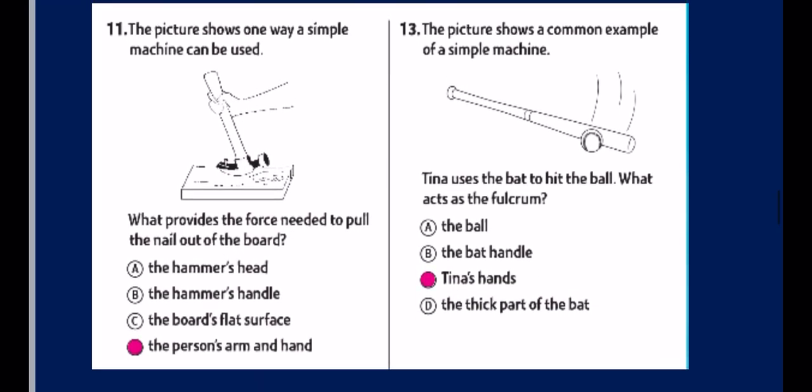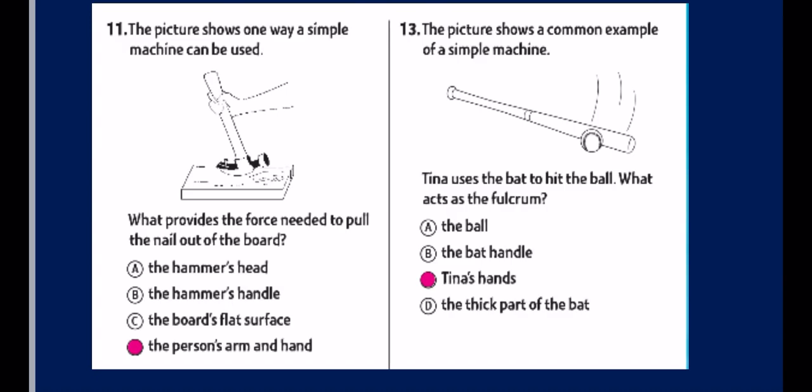Okay, so question number 11, when you are applying force to pull the nail out, you are using the person's arm and hand. The person's arm and hand are the place where the force is coming from. So, what provides the force needed to pull the nail out of the board? It is the person's arm and the hand also.